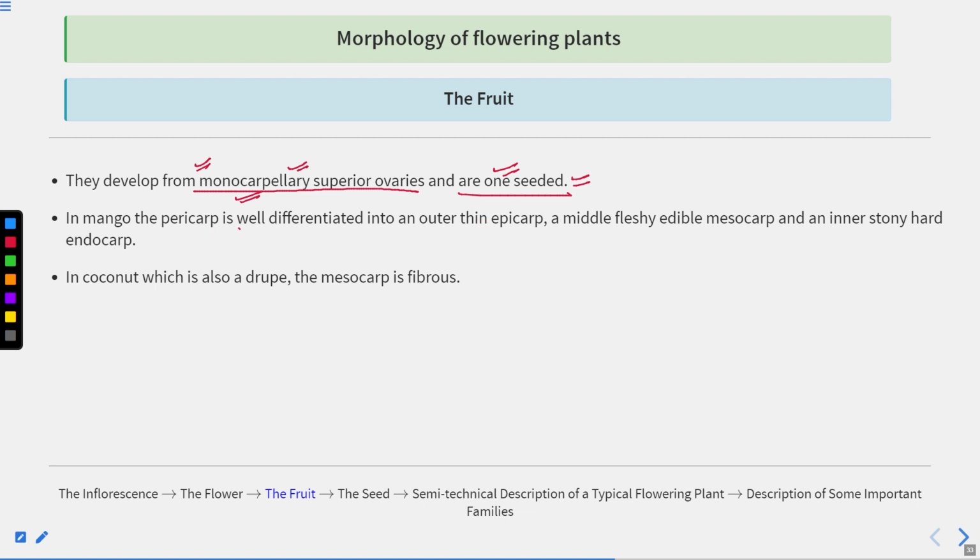In mango, the pericarp is well differentiated into an outer thin epicarp, middle fleshy mesocarp, that is the edible part, and the inner stony hard endocarp, right? This we see in the case of mango. In coconut, which is also a drupe, the mesocarp is fibrous. And the endocarp is a very stony, brown colored, thick layer, and inside the endocarp there is a seed. So here only the seed is the edible part, right? But in the case of mango, what is the edible part? Mesocarp is the edible part. This you must remember.